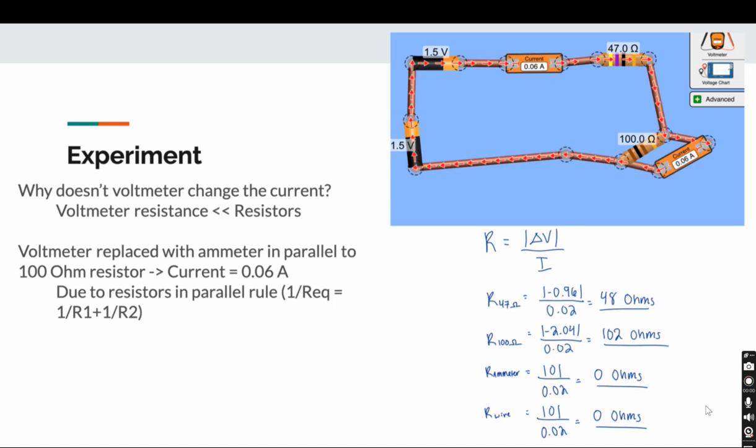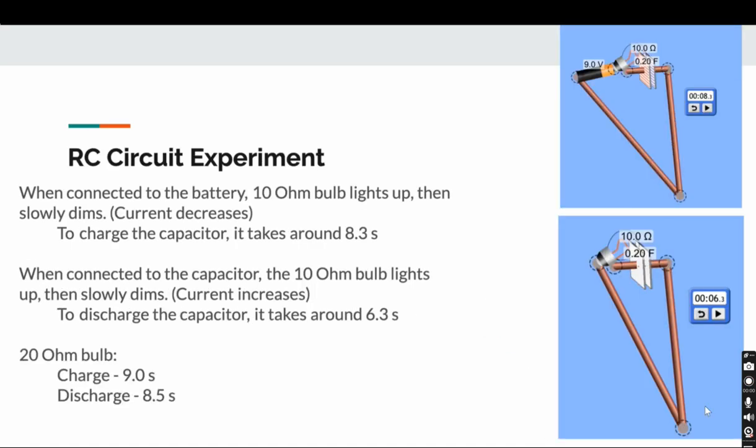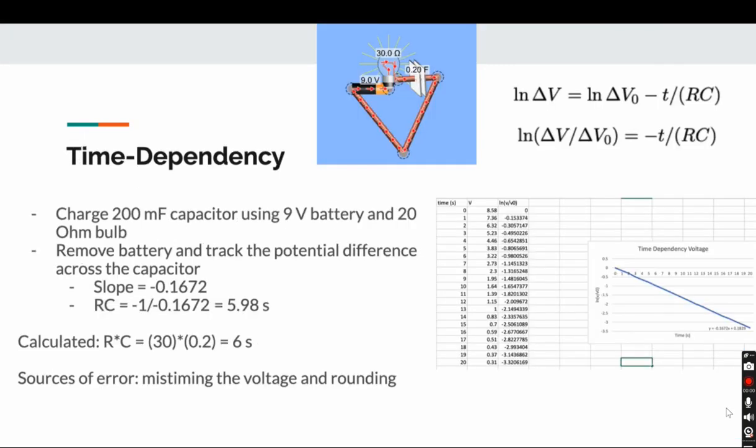And then another part, I connected the circuit to a capacitor and then charged it and then discharged it. So when I used the 10 ohm light bulb, it took around 8.3 seconds to charge and 6.3 seconds to discharge. And when I used the 20 ohm light bulb, it took 9 seconds to charge, so a little bit longer, and 8.5 seconds to discharge. So you can see that it takes longer to charge and discharge when the resistance is higher on the light bulb.